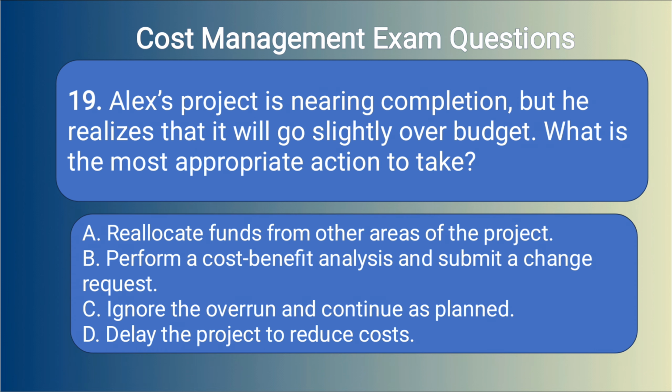19. Alex's project is nearing completion, but he realizes that it will go slightly over budget. What is the most appropriate action to take? A. Reallocate funds from other areas of the project. B. Perform a cost-benefit analysis and submit a change request. C. Ignore the overrun and continue as planned. D. Delay the project to reduce costs.